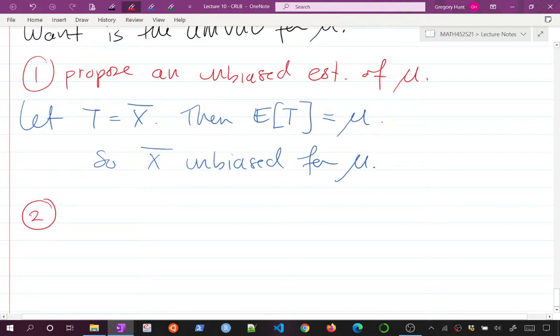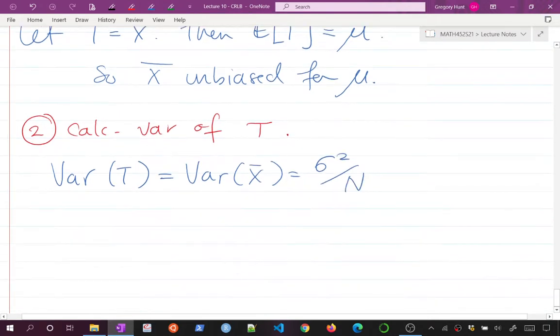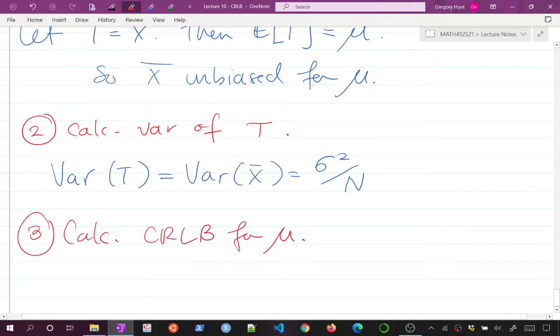Step 2, what was my step 2? Calculate the variance of T. Again, back to either lecture 1 or 2, the variance of T, or the variance of x bar, is what? Sigma squared over n. And step 3 is calculate the CRLB for our parameter mu.